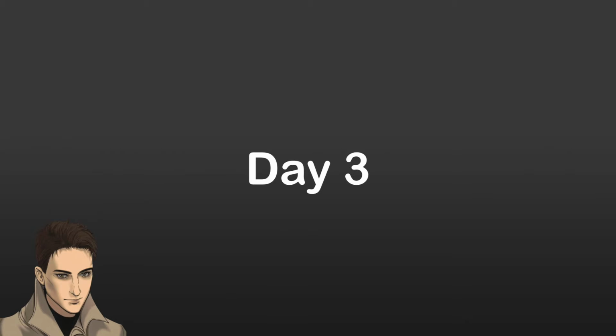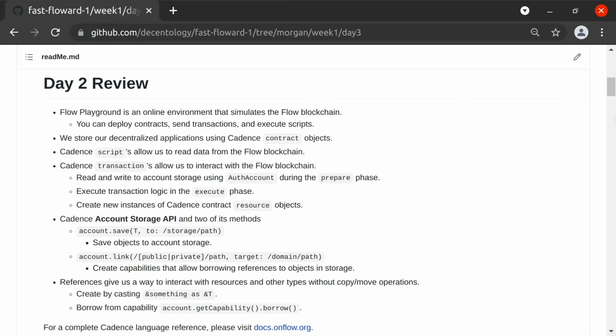Before we get to that, let's review day 2. So what did we learn on day 2? First, we got the Experience Flow Playground, which is an online environment that simulates the Flow blockchain. We can deploy contracts, we can send transactions, and we can execute scripts. We learned that we need to wrap our Cadence code in contracts. Also, we got to execute our first Cadence script, which is a way to read data from the Flow blockchain, and send our first Cadence transactions, which is a way to read and write data to the Flow blockchain.